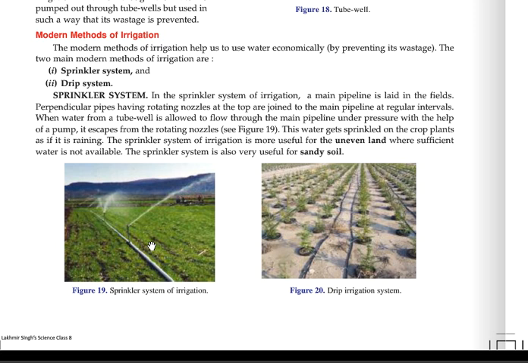It is more useful for uneven land and also where there is lesser availability of water. We can easily irrigate those areas. The sprinkler system is also very useful for sandy soil.